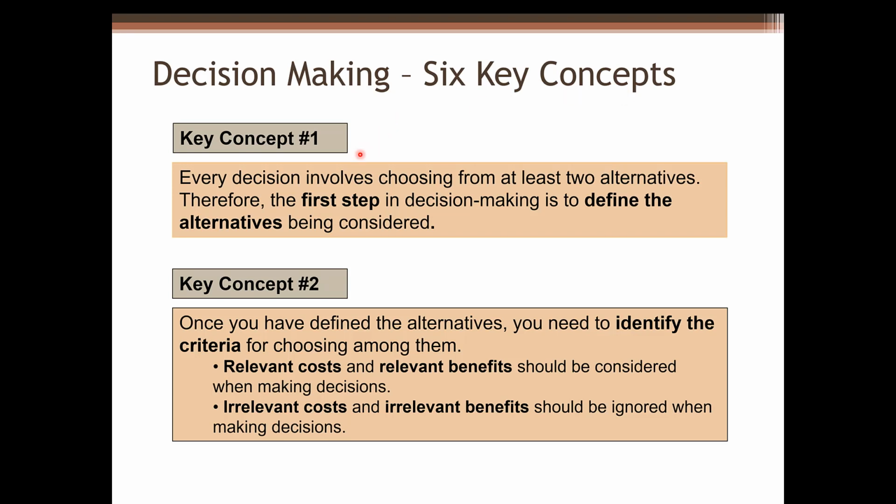Key concept number 1. Every decision involves choosing from at least two alternatives. So the first step in decision-making is to define the alternatives being considered. Key concept number 2. Once you have defined the alternatives, you need to identify the criteria for choosing among them. Relevant costs and relevant benefits should be considered when making decisions, but the irrelevant costs and irrelevant benefits should be ignored when making decisions.